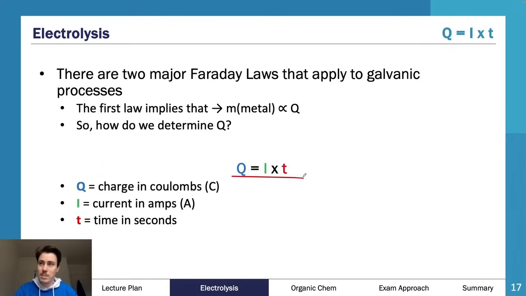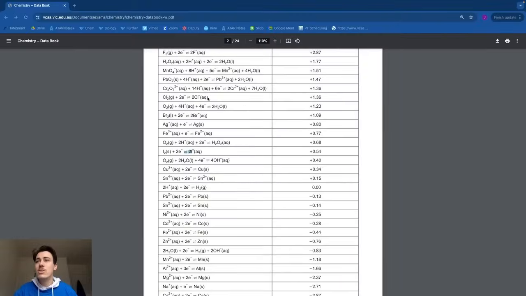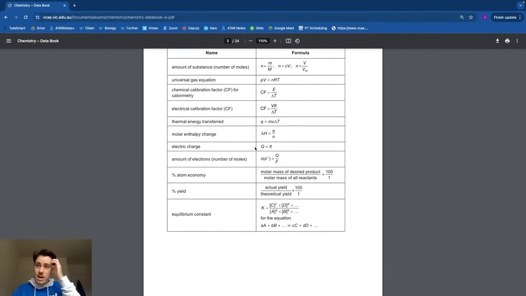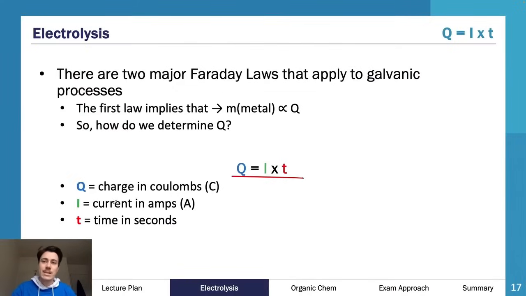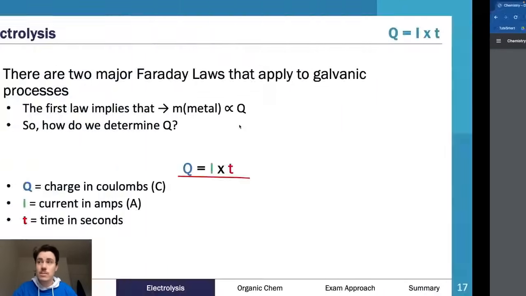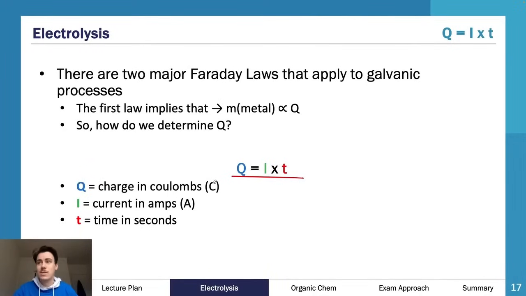Really important you remember this formula. You can find this formula in your data booklet. As you can see, it's right there, but it's also really important to understand that you should know this off by heart. The data booklet doesn't give you the units. You need to know the units.